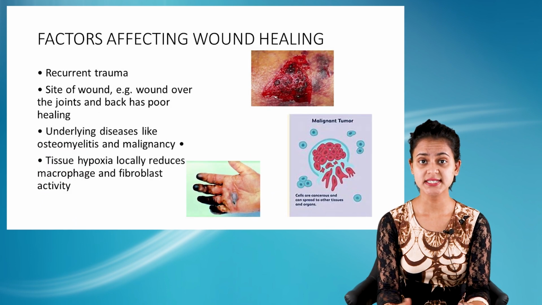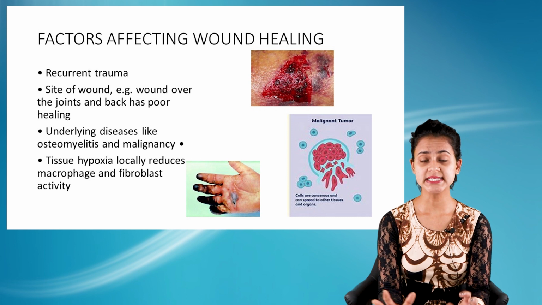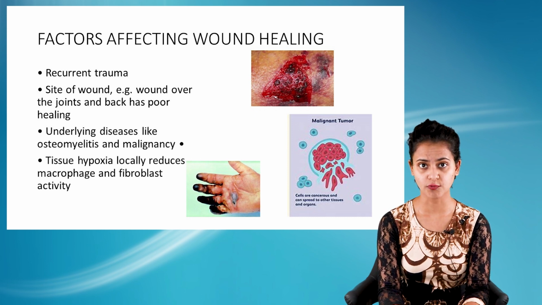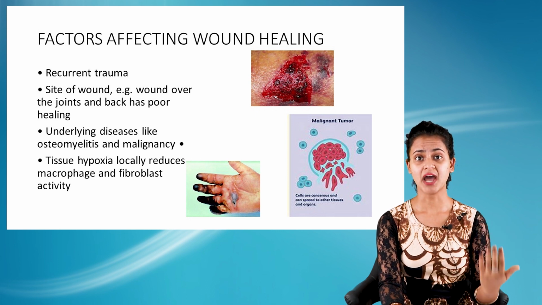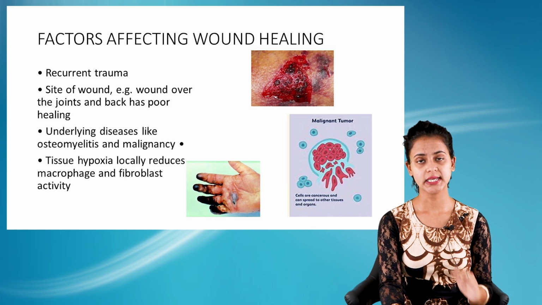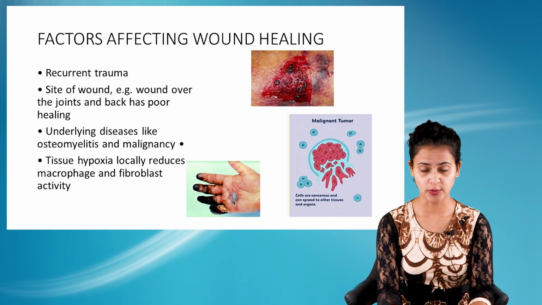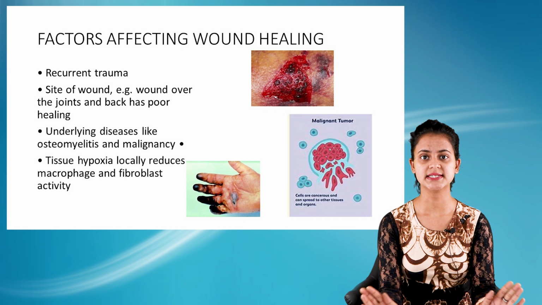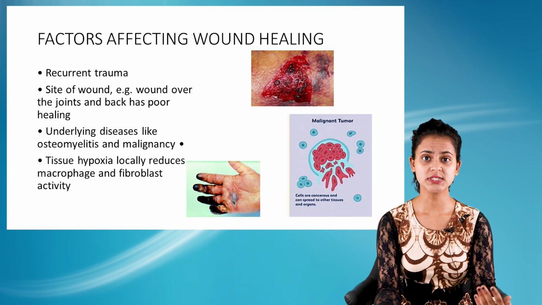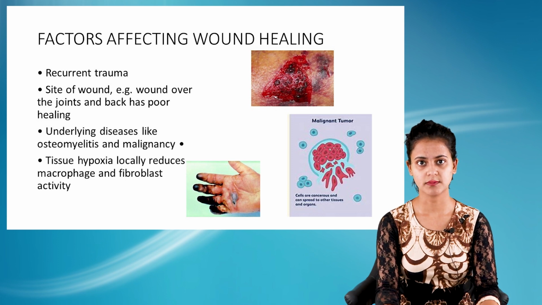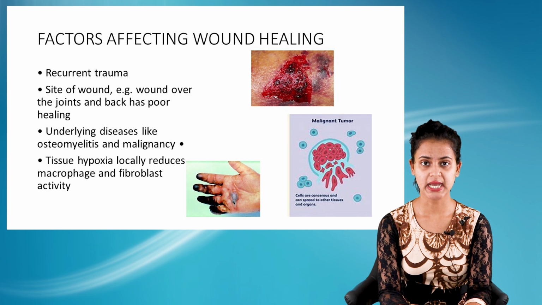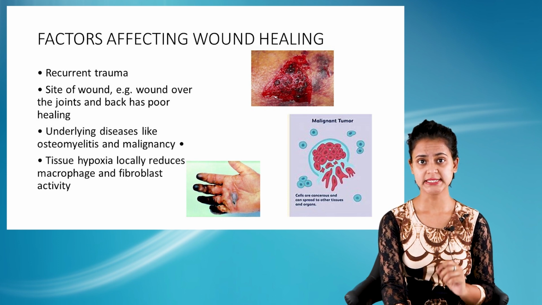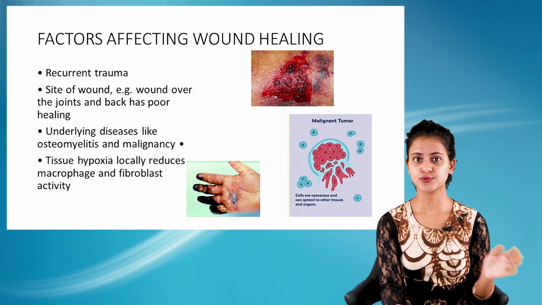Now, site of wound. This is also a very important factor in order to promote the wound healing process. For example, wounds which are present over the joints or back will have a very slow pace of wound healing. If the client who has the injury has any previous disease condition, like osteomyelitis, certain malignancies or certain immunocompromised conditions, we're going to see the wound healing process may take longer than the usual one. Tissue hypoxia, if it is present in a localized injured area, may also make wound healing take longer than the usual time.